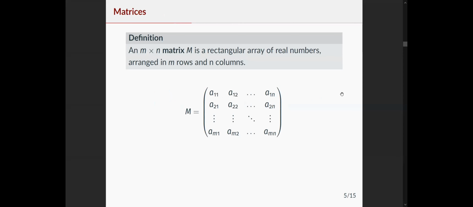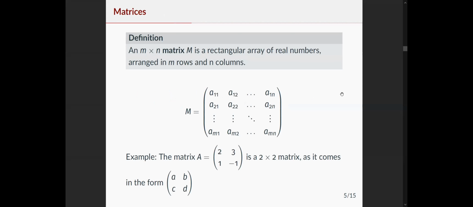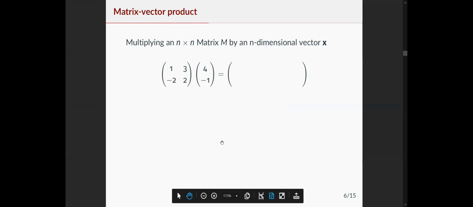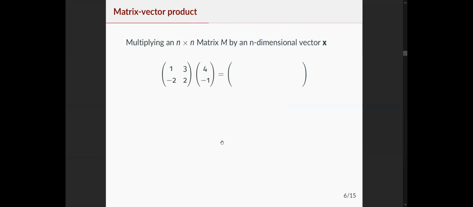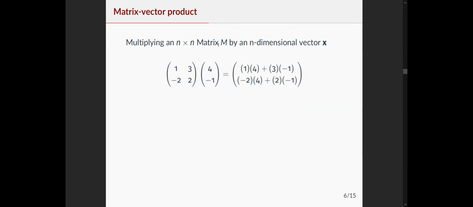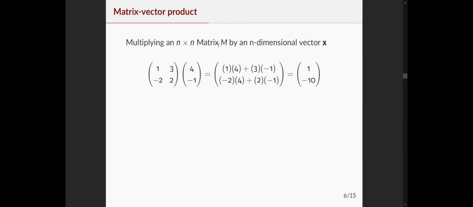Now let's move on to matrices. What is a matrix? It's a rectangular array of real numbers arranged in m rows and n columns. A 2 by 2 matrix looks like this. And how does it act on vectors? You probably know the process: 1 with 4, 3 with minus 2, the rote technique of it all, which in general is this equation.